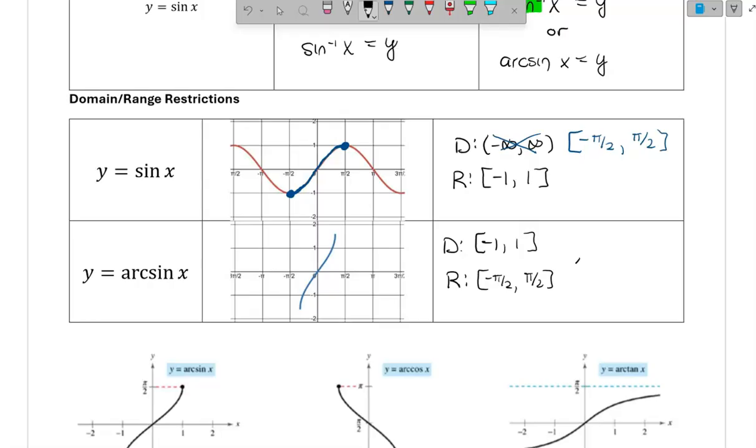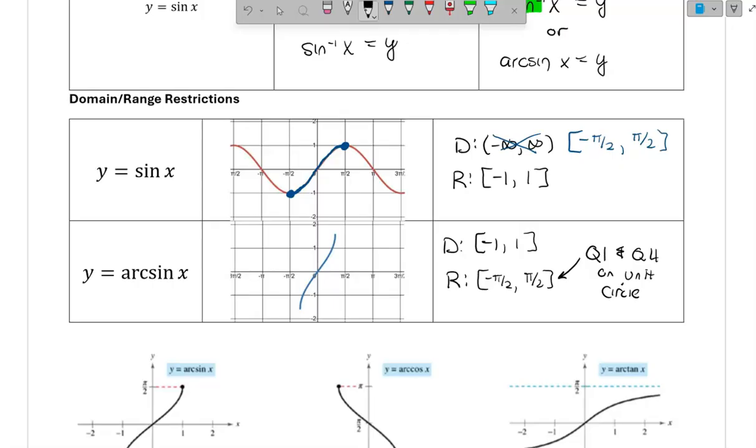For those of you thinking about the unit circle when we get to evaluation, -π/2 to π/2 is going to be quadrants 1 and 4 on that unit circle. And we're going to need that in just a few moments when we talk about evaluating.